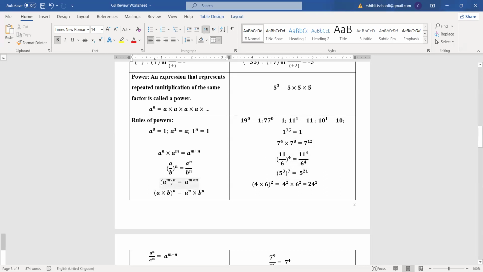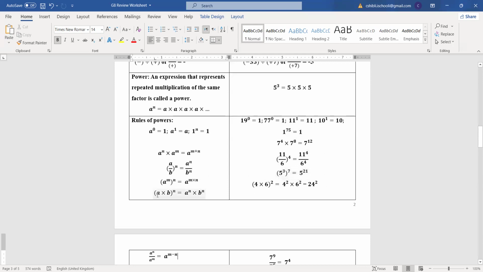The next rule is called the power of a power rule. We have the same base with two powers. So I keep the base in my answer and I multiply both exponents. 5 to the power 3, all of it to the power 7, is 5 to the power 21. I multiply 3 times 7, which is 21.